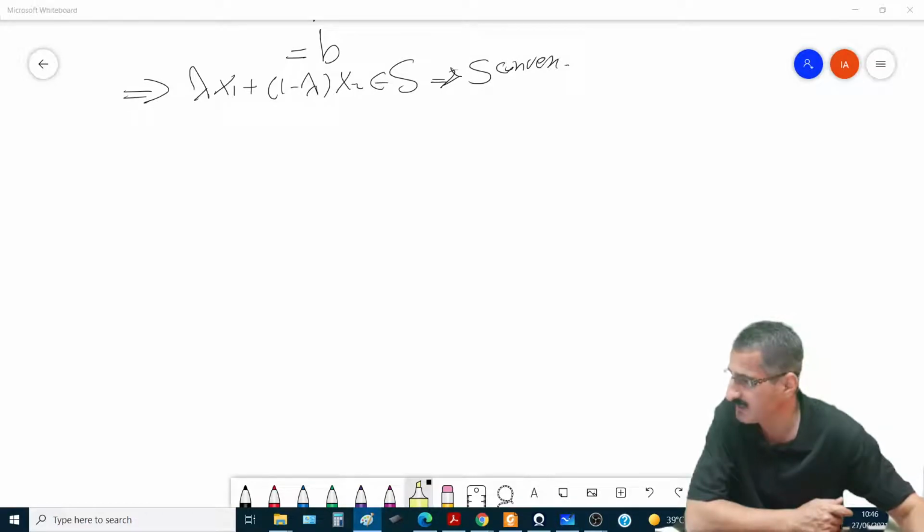Okay, one last thing about convex sets and then we go back to visible solutions.